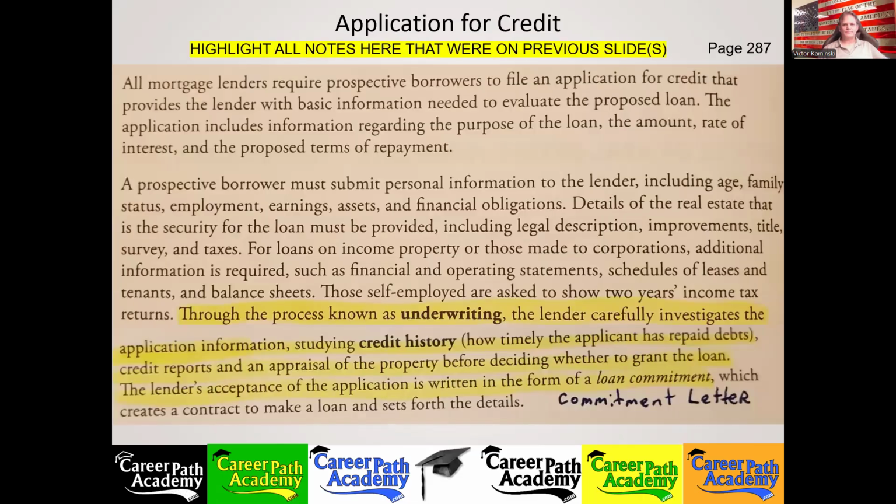So here in the book is just the highlight for the notes through the process of underwriting. The lender carefully investigates the application information, studying credit history, how timely the applicant repaid debts, et cetera, and then they give you a loan commitment letter.